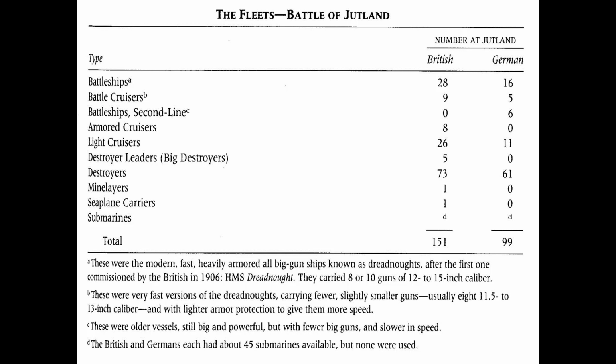Destroyer leaders, that's big destroyers, 5 to nothing. And then destroyers, 73 to 61. One mine layer for the British, one seaplane carrier, and neither side had submarines in the area. Although there were supposed to be about 45 submarines available, it's just that none of them were actually used. So now they're going to sail around and open fire on each other.